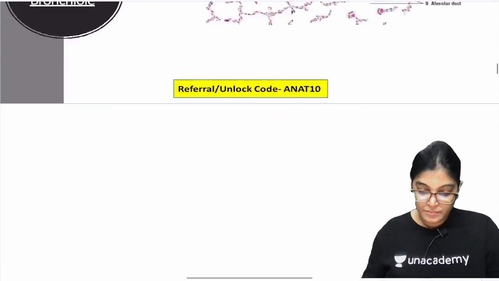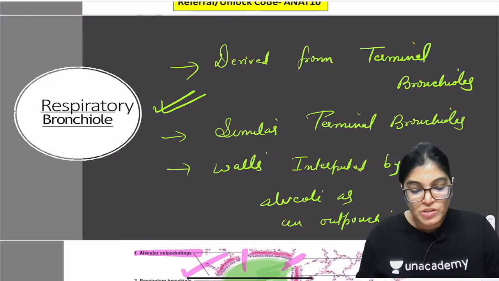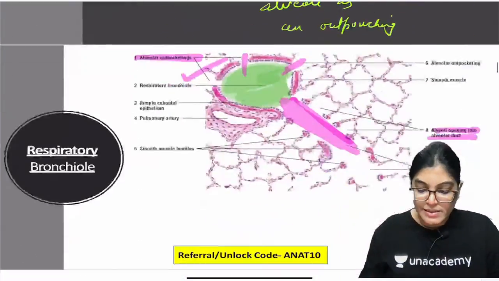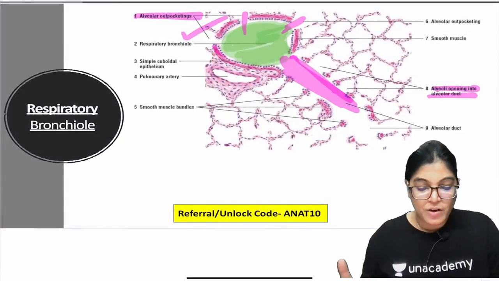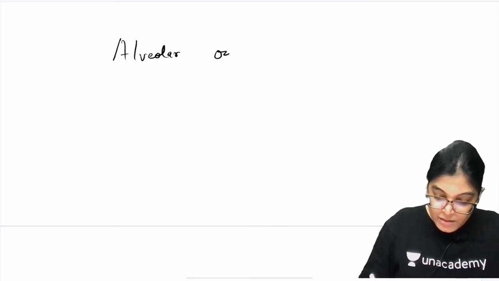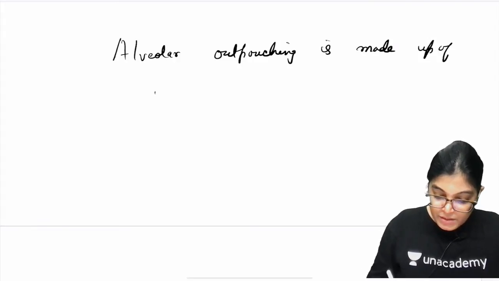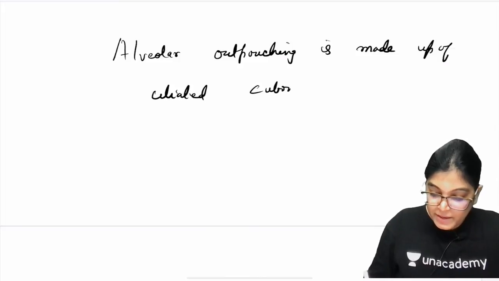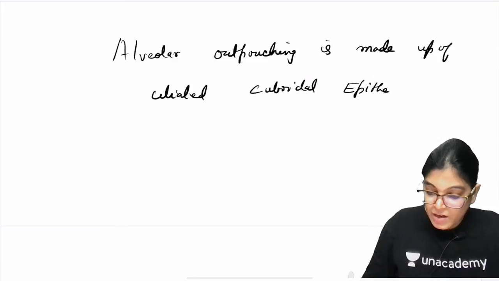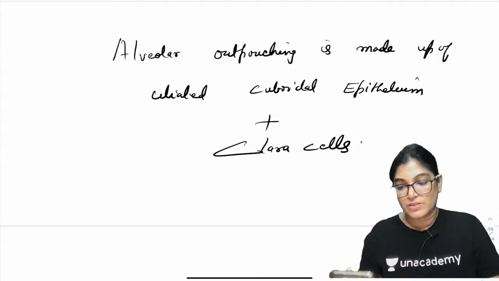So write down a few important points of the respiratory bronchiole. This alveolar outpouching which you are seeing here is made of ciliated cuboidal epithelium plus Clara cells. So write down this point: the alveolar outpouching is made up of ciliated cuboidal epithelium, and along with ciliated cuboidal epithelium, it also has Clara cells, and the function of Clara cells has already been discussed.